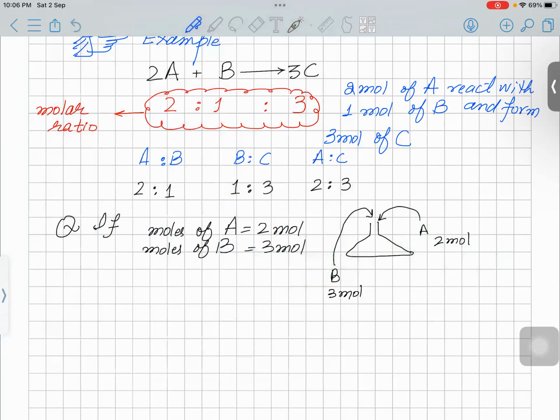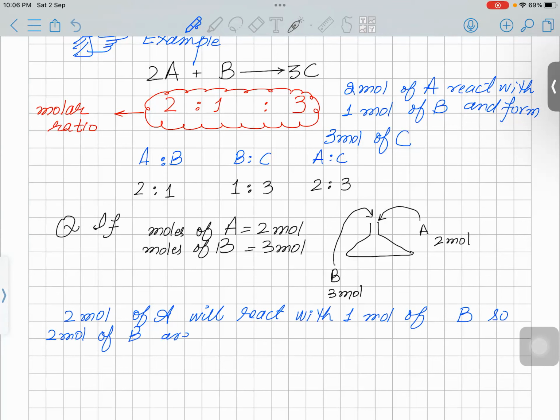So 2 moles of A will react with 1 mole of B. So 2 moles of B are wasted.